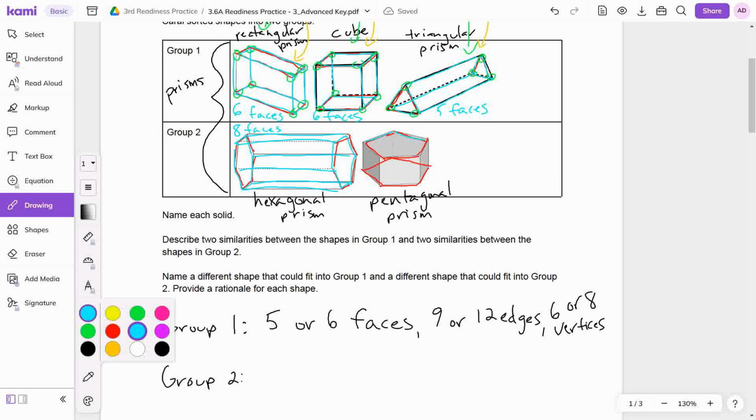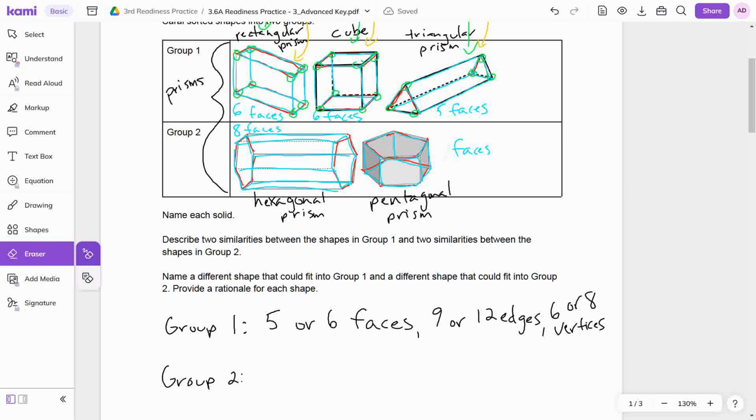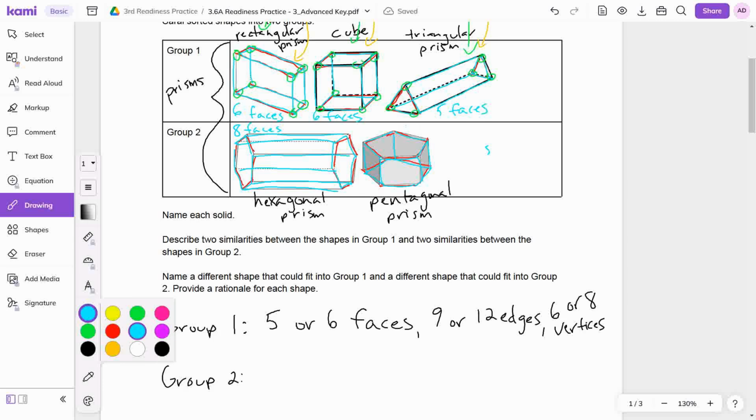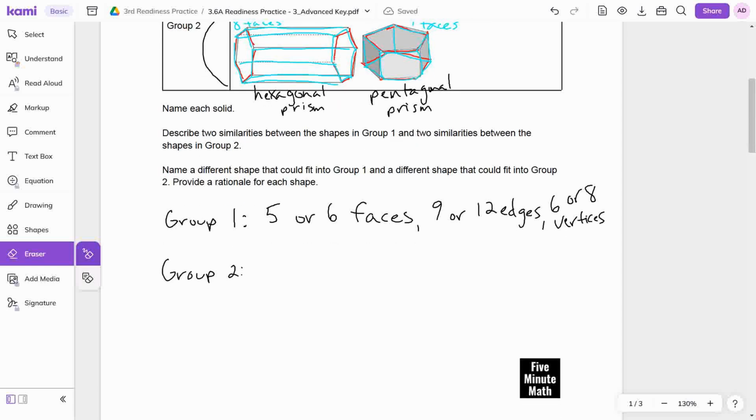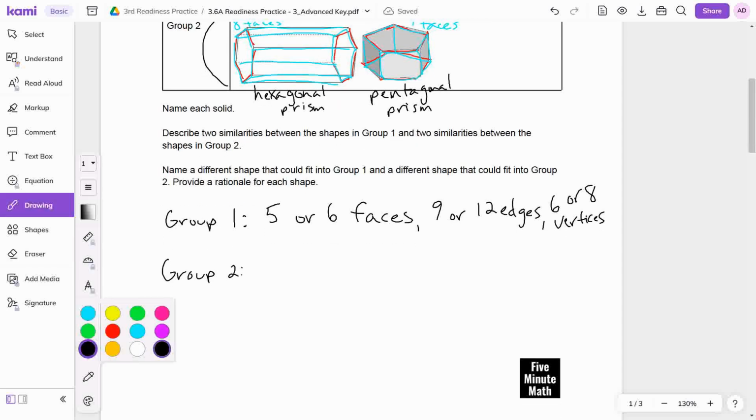And look at my pentagon. I've got 2 bases, and then I'm just going to connect my 1, 2, 3, 4, 5 connecting rectangles because there's one for each side of the base. So I've got 2 bases, 5 connecting rectangles, and so that makes 7 faces. And let's put that right here. I'm going to change that because I'm going to need that for my next part when I need to draw an extra shape. So I'm going to put 7 faces right there. So we can describe group 2 as either 7 or 8 faces.